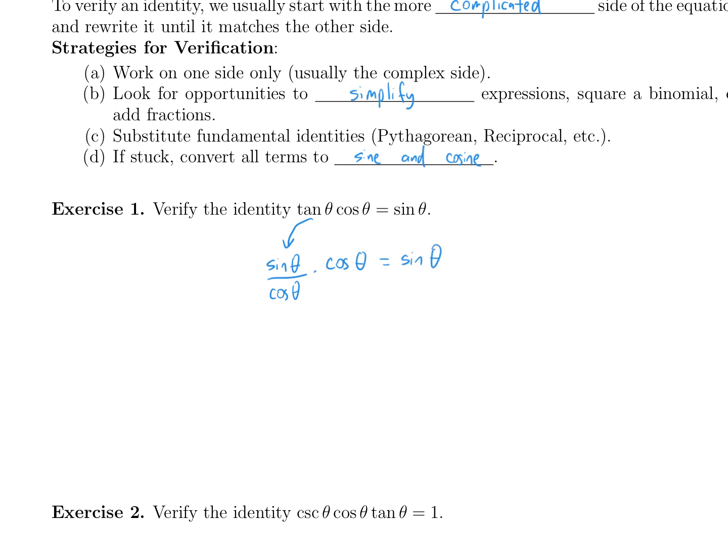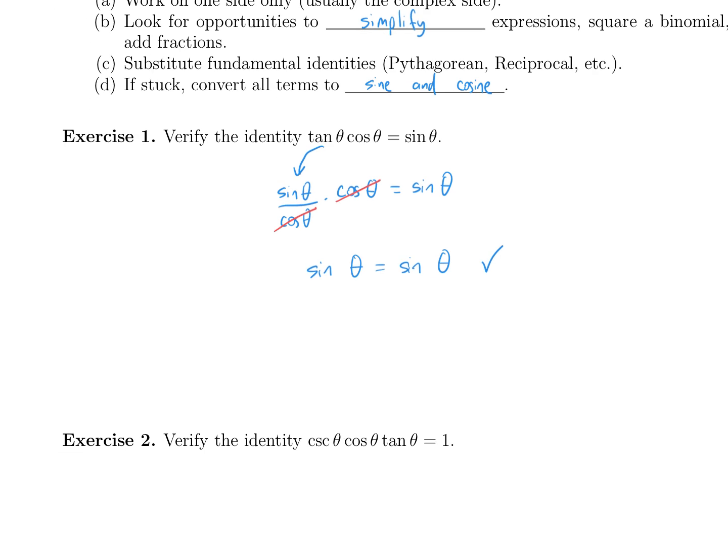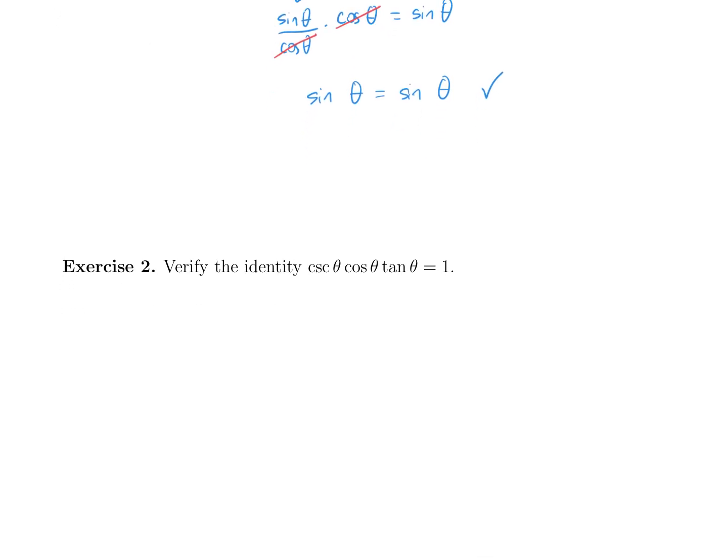And now you can see that there is cancellation here. Cosines cancel. And so now we're left with sine theta equals sine theta. And we're done. So that's the goal. The goal is to make one side equal to the other side by simplifying. So we're good there. Let's move on to the next problem. As you can see, the left side in this problem is the more complicated side.